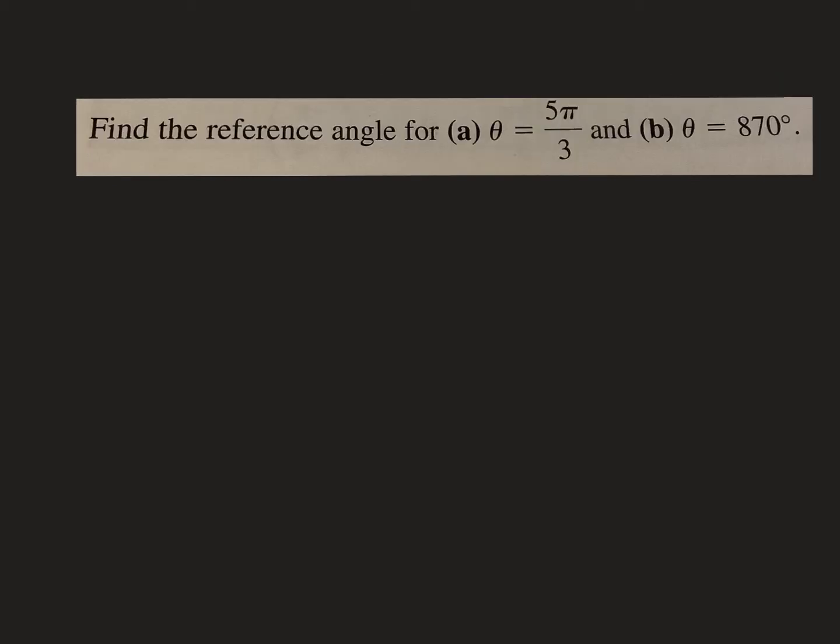Okay, so find the reference angles for these two. First one says 5 pi over 3. Okay, 5 pi over 3, if you think about it, 3 goes into 5 one time. So that's really like this. Let me just erase what I just wrote. I'm having a hard time today. Sorry about this. It's really 1 2/3 pi.